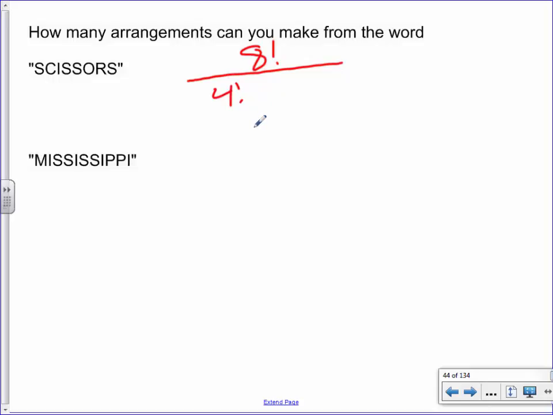Any other repeated letters? Oh, man. No, I don't think so. So we just need 8 factorial over 4 factorial. 1680?